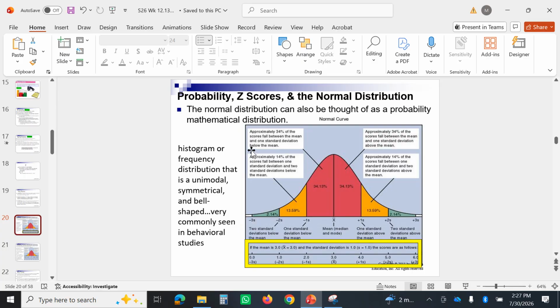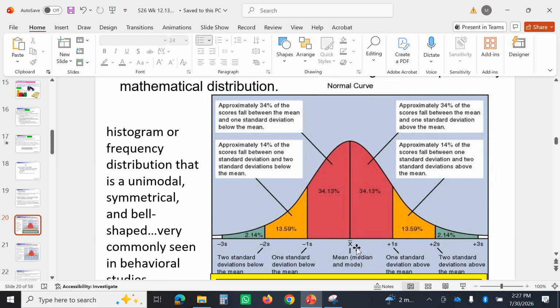So, probability, z-scores, and the normal distribution. The normal distribution can also be thought of as a probability mathematical distribution. Now, this is that Gaussian curve that we introduced way back when. And this includes all of the data points of a particular study, however many there are. And you'll see that mean, median, mode is all, in this case, the same, but we just look at the mean. And the mean is that central axis. That is where the majority of people are thinking.